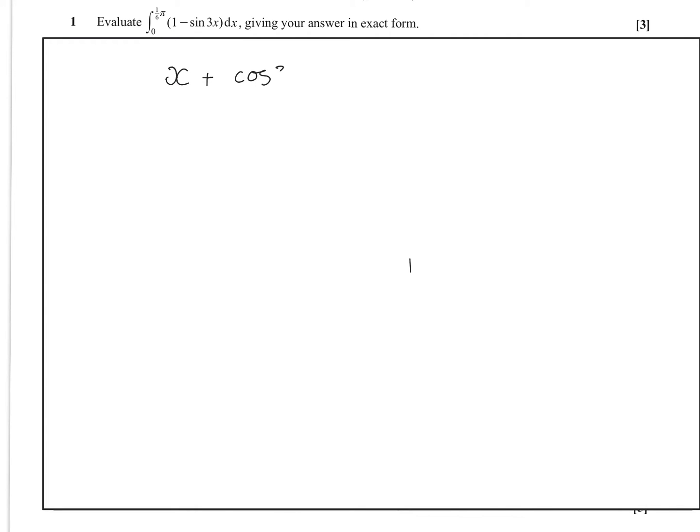cos 3x. But if we differentiate that, that becomes 3 cos sine x, so we want a third of that. Okay, we want a third of that, so then that differentiates correctly. Because of this 3x, you've got to differentiate that.